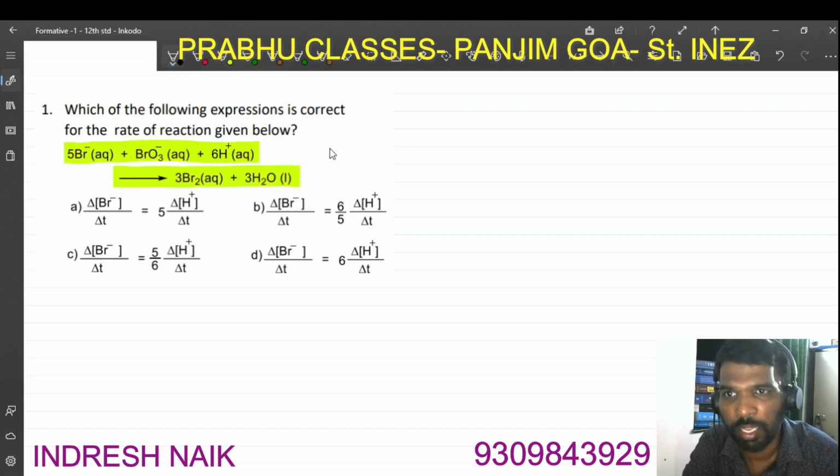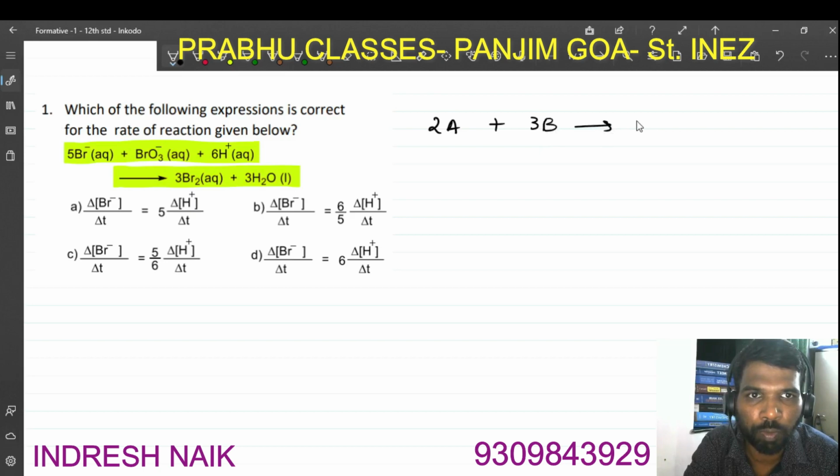Let's write this. Before we solve this, if I ask you, if there is a reaction like this, 2A plus 3B giving you 4C, how are you going to write a rate equation for this? You will be writing this way.